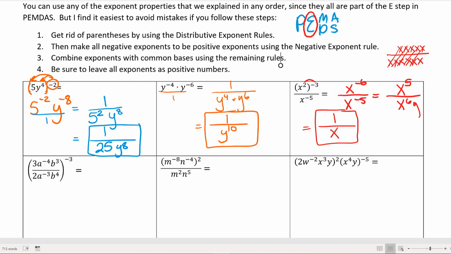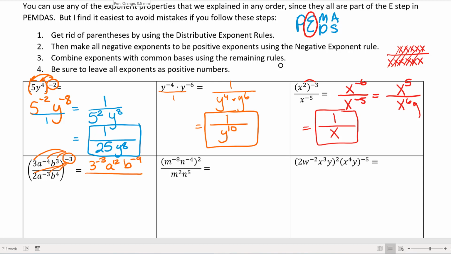Our next problem has a big parentheses, and we have a negative 3 out here, and that's going to go to every single base in the numerator and every single base in the denominator. So we have 3 to the negative 3. We have a to the positive 12. Negative 4 times negative 3 is positive 12. Then we have b to the negative 3 times positive 3, that's negative 9. And the negative 3 is distributed all the way through at the top.